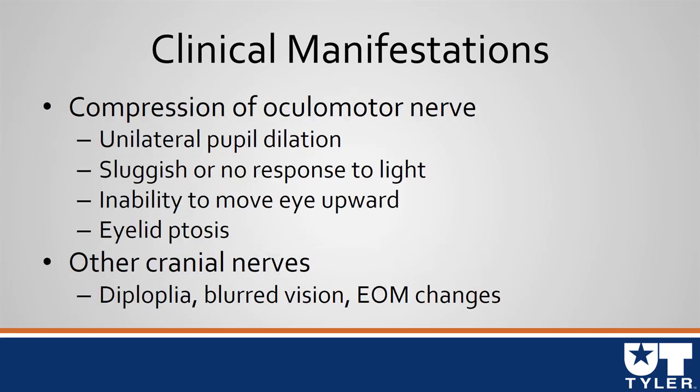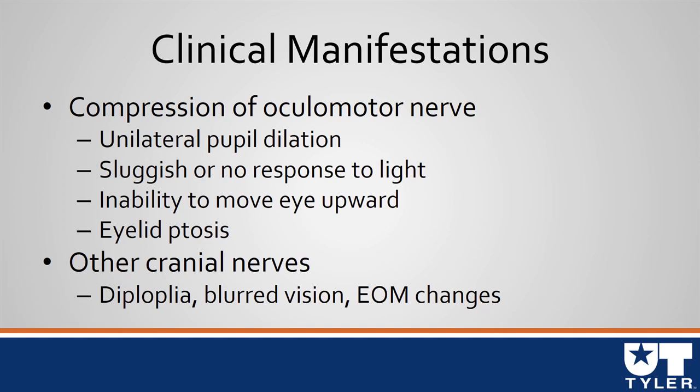Now let's look at eye signs or ocular signs. Compression of cranial nerve 3, the oculomotor nerve, results in dilation of the pupil on the same side, which is called ipsilateral, as the mass lesion, or sluggish or no response to light, or the inability to move the eye upward and abduct, and ptosis of the eyelid occurs.